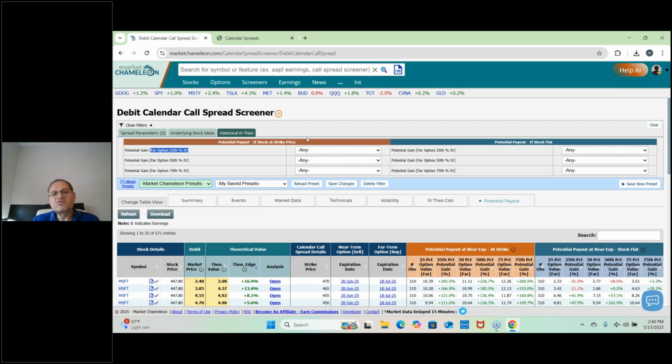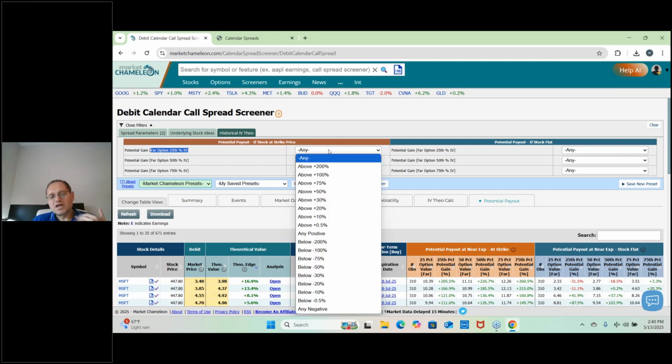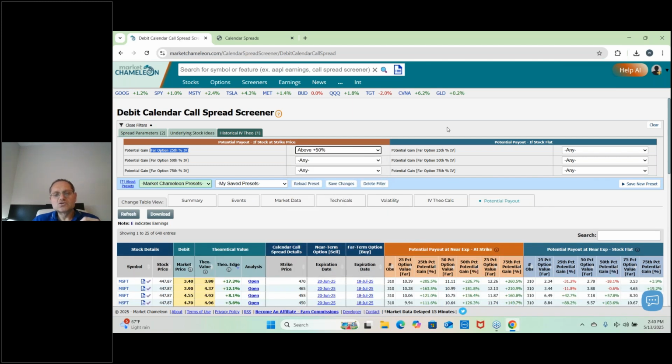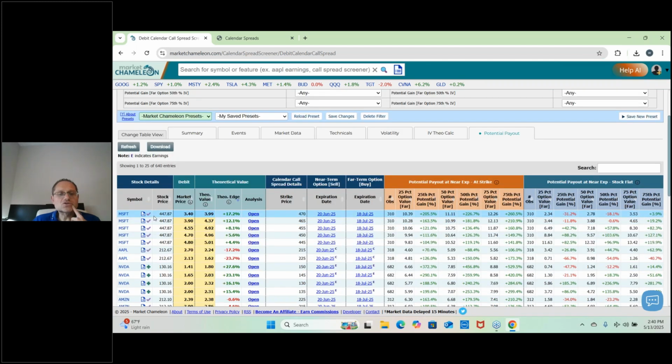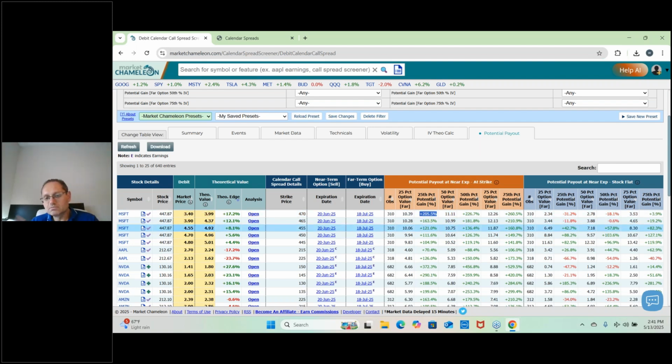But I'm looking for still a decent return, let's say above 50%. So click on that. So here we go. So even in Microsoft, if the stock goes our way and it goes to the strike, even if the implied volatility is sitting at that 25th percentile rank, we're still looking at a 200% potential return.